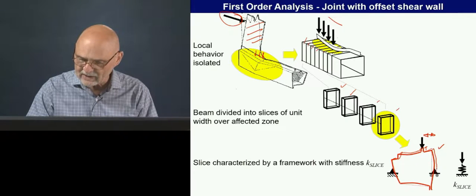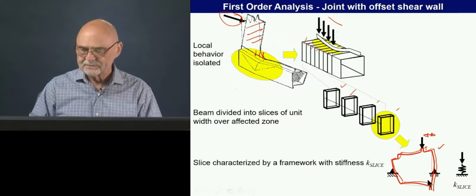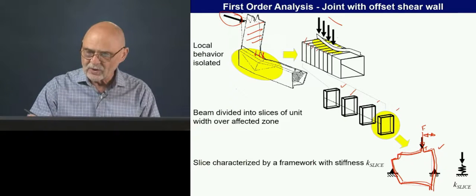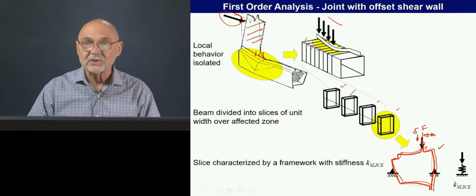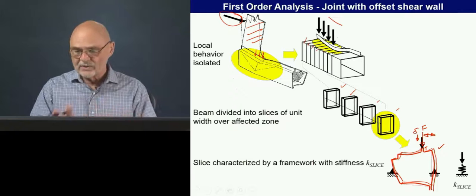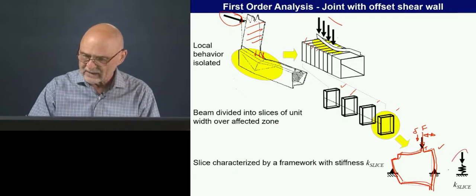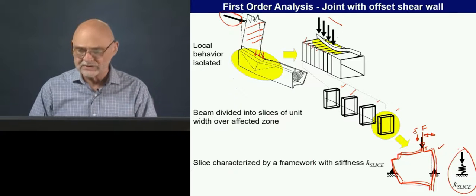So we're not looking at the whole rocker. It's almost like a little beam framework that we're looking at. As we push down here with a force, we get a deformation. If we take the ratio of the force to the deformation, we get a stiffness, and we can model that as a little stiffness.